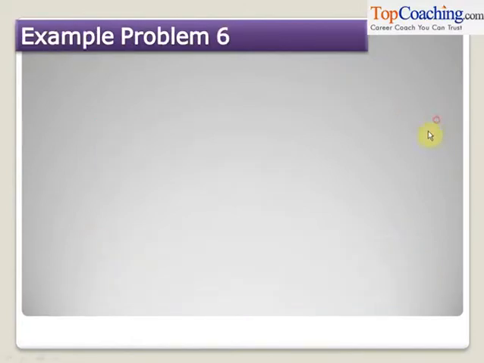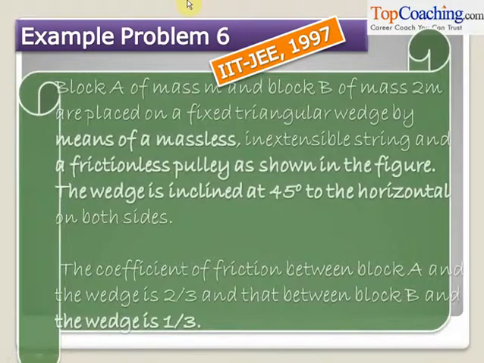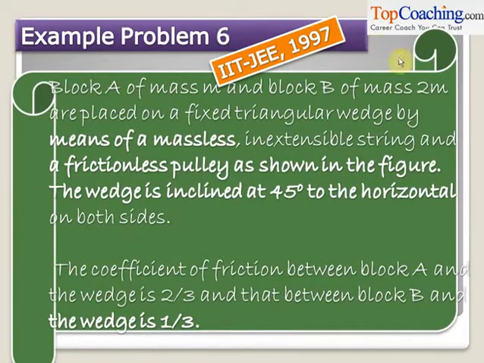Let's now solve yet another problem. This problem was asked in IIT JEE in 1997. Block A of mass m and block B of mass 2m are placed on a fixed triangular wedge by means of a massless inextensible string and a frictionless pulley as shown in the figure. The wedge is inclined at 45 degrees to the horizontal on both sides. The coefficient of friction between block A and the wedge is 2 by 3, and that between block B and the wedge is 1 by 3.